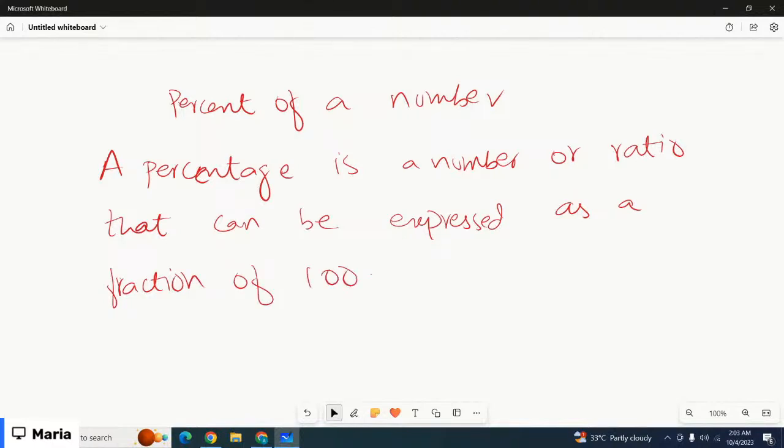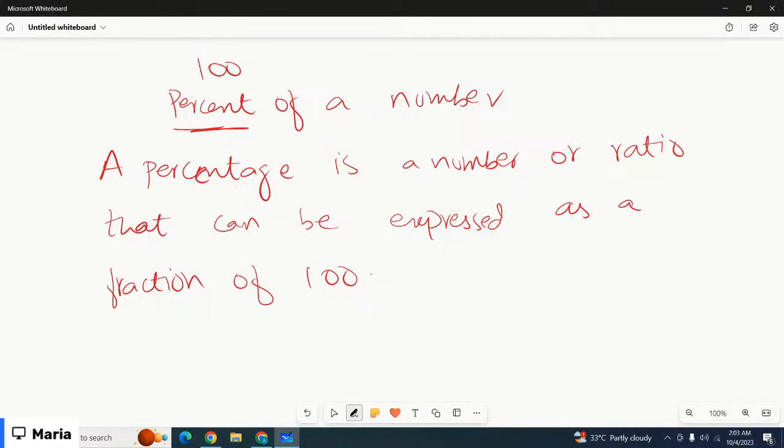So, if we have to calculate the percent of a number, we divide the number by the whole and multiply by 100, right? The word percent means 100, right? So whenever you have to calculate the percentage of a number, you divide the number by the whole and multiply by 100. That's what you have to do when you are going to calculate the percent of a number, right?